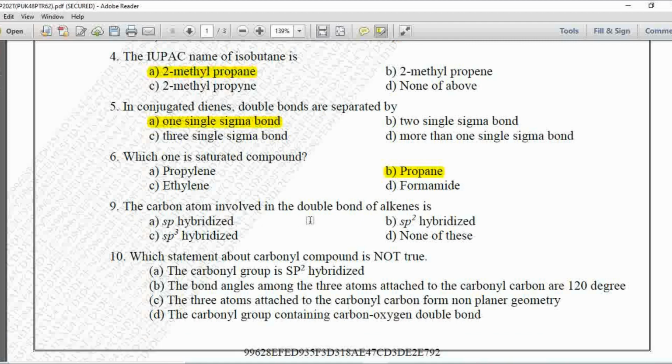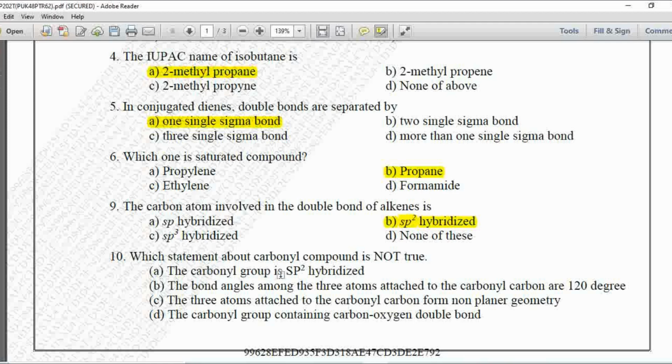The carbon atom involved in the double bond of the alkene is, option A is sp hybridized, B is sp2 hybridized, C is sp3 hybridized and D is none of these. So the carbon atom involved in the double bond in the alkene is sp2 hybridized, so the correct option is B.